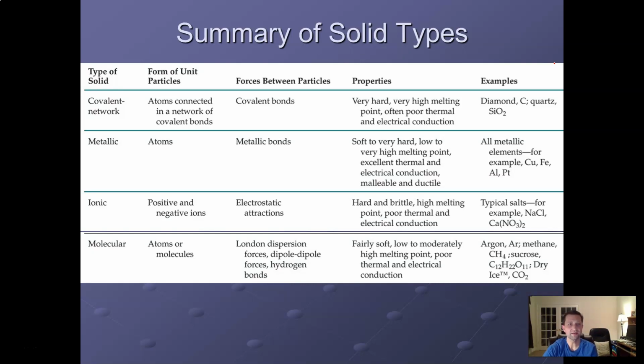Quick chart to summarize this. If you want to copy it in your notes, you can. It might even be in there already, I'm not sure. But it gives you a nice little summary of the type of solid, what makes up that solid, the forces between particles, properties, which you need to know, and a couple examples. So take a look at that. Write it down if you need to. And that kind of takes care of our different types of solids.